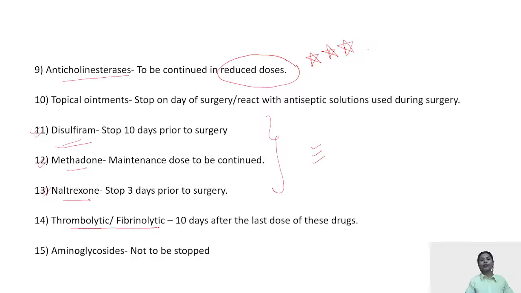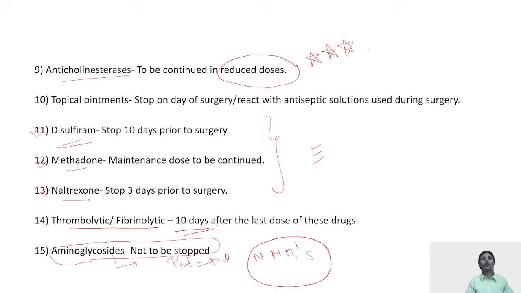So if you want, you can even skip all these. Then the thrombolytic and fibrinolytic drugs like streptokinase, alteplase, reteplase, they have to be stopped at least 10 days. That is, if the patient was given streptokinase, kindly avoid doing an elective case within 10 days of that drug. Aminoglycosides have been quite controversial, because aminoglycosides are known to potentiate the effect of the neuromuscular blockers, but you need not stop these drugs. Aminoglycoside as antibiotic, if being given, kindly don't stop that.